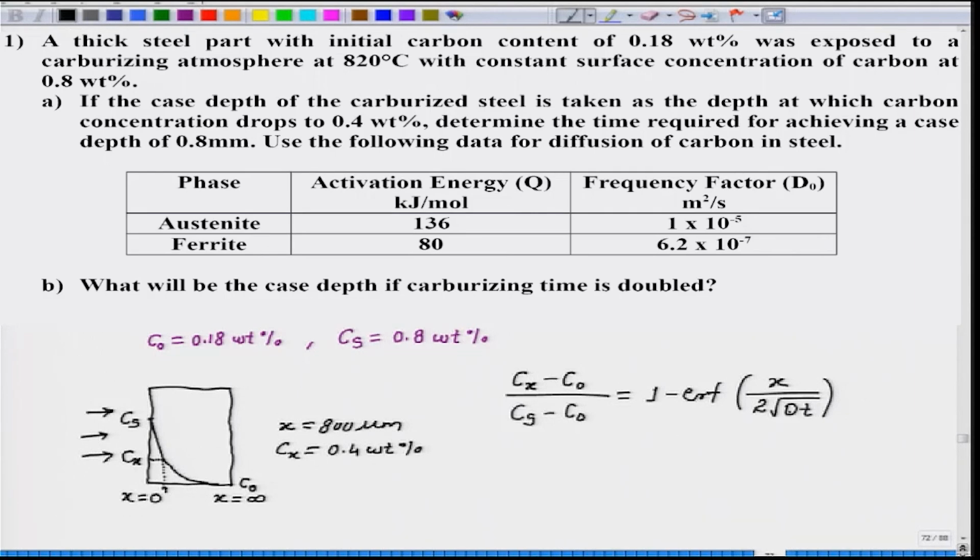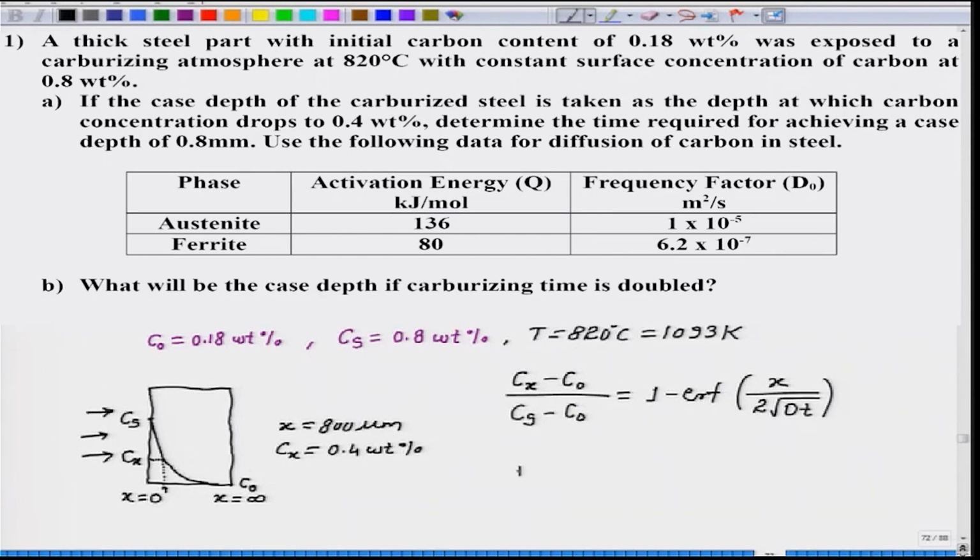and D we need to consider the interdiffusivity of carbon in steel. Now, in the given table we see there are two phases, austenite and ferrite, and the activation energy and frequency factor for carbon diffusion are given. Now, which one we should use? Since the temperature being considered is 820 degree centigrade, which is 1093 Kelvin. At this temperature, the stable phase in this low carbon steel should be austenite. So, we should use diffusivity of carbon in austenite phase.